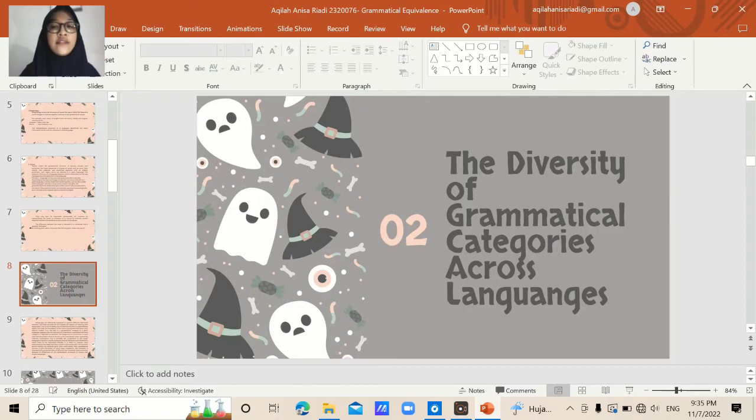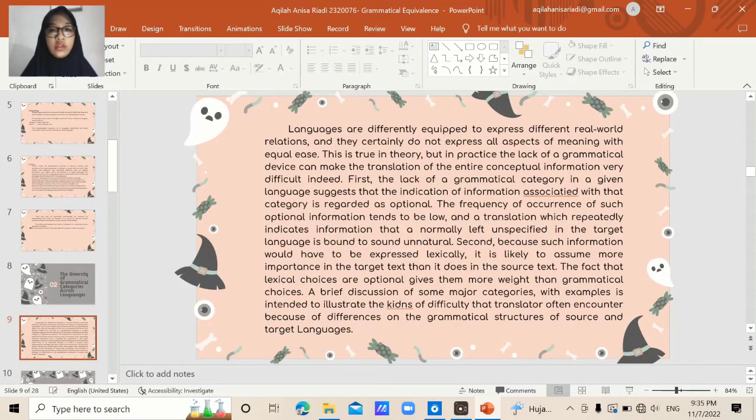Second, the diversity of grammatical categories across language. Languages are differently equipped to express different real-world relations, and they certainly do not express all aspects of meaning with equivalence. This is true in theory, but in practice, the lack of a grammatical device can make the translation of the interconceptual information very difficult indeed.